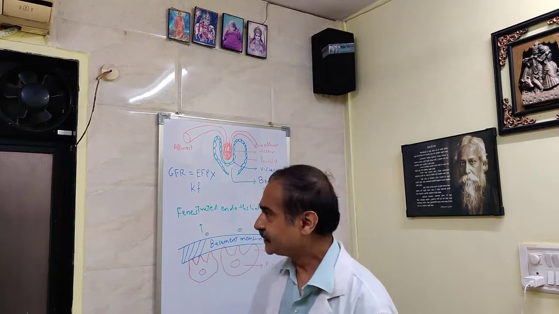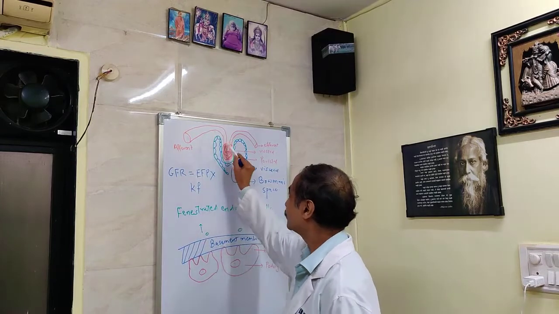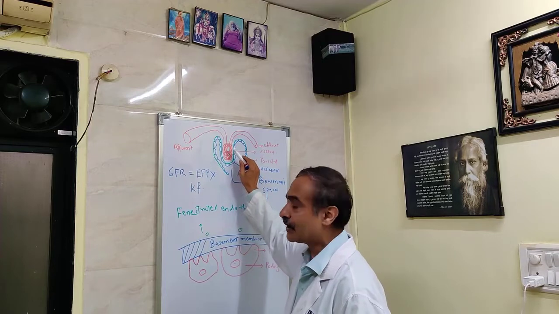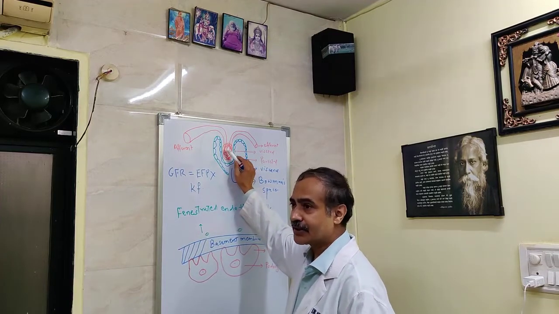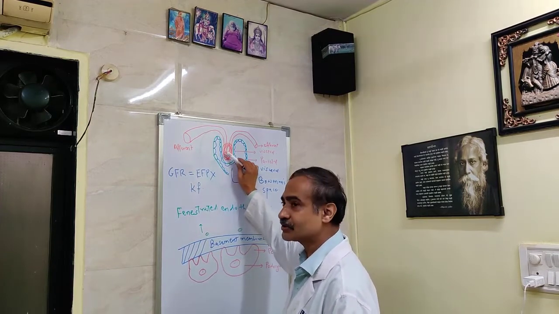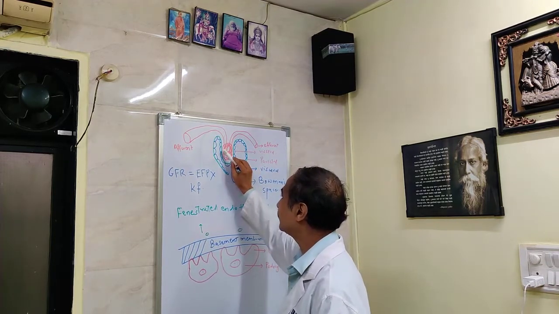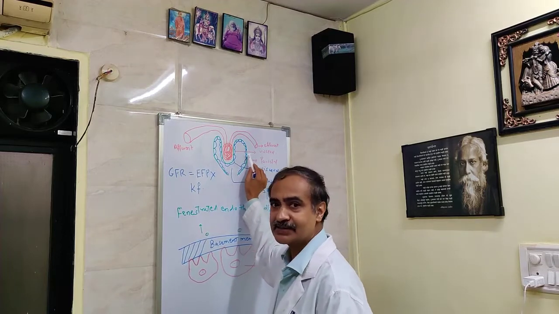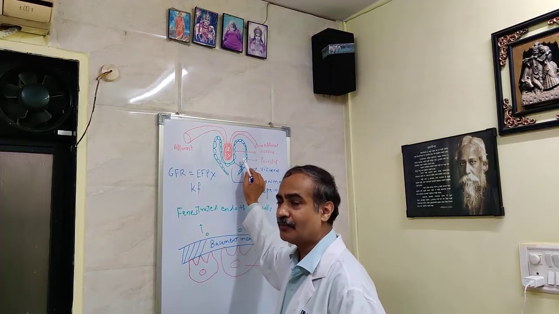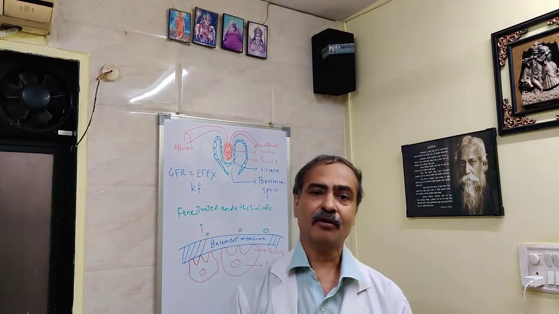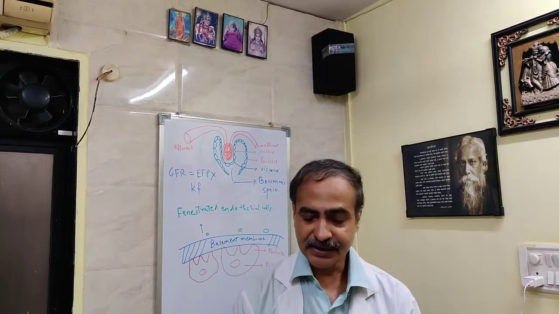Now what is actually glomerular filtration? That is when the blood is flowing through the glomerular capillaries, the plasma, that is the liquid part of blood present in the glomerular capillaries, is filtered across the glomerular membrane into a potential space between the visceral and parietal layer of Bowman's capsule, which is called Bowman's space or glomerular space. The process is called glomerular filtration, and the product which is formed is called the glomerular filtrate.